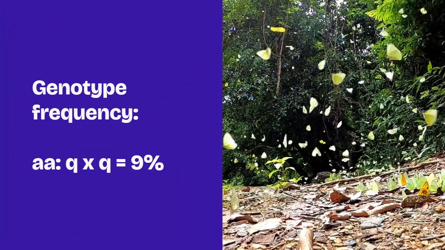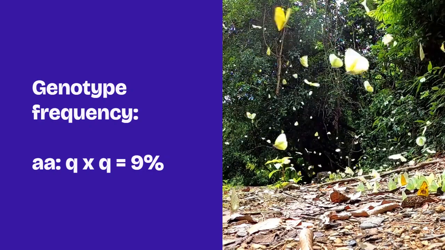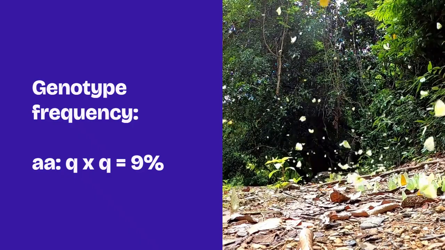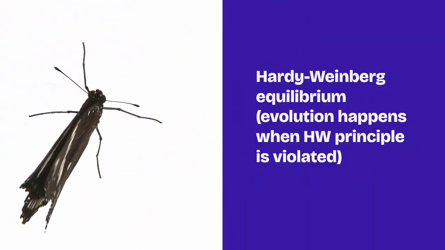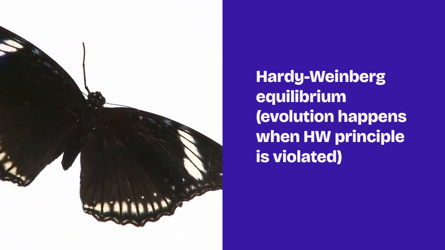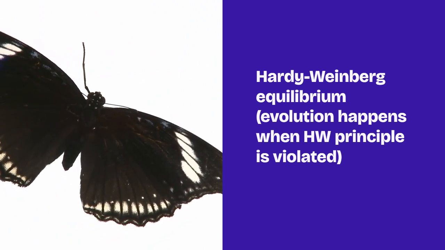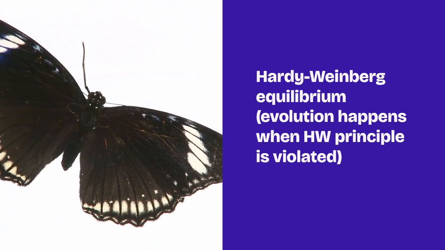Finally, for aa, the homozygous recessive genotype, it's q squared. 0.3 times 0.3 equals 0.09, or 9%. If the real-world genetic makeup matches these predicted frequencies, the population is in Hardy-Weinberg equilibrium. If not, something, like selection or mutation, might be changing the gene pool.